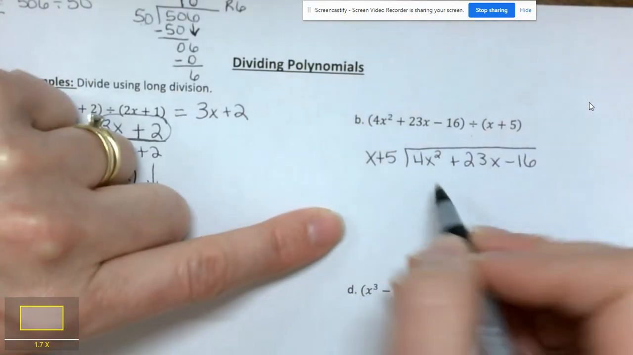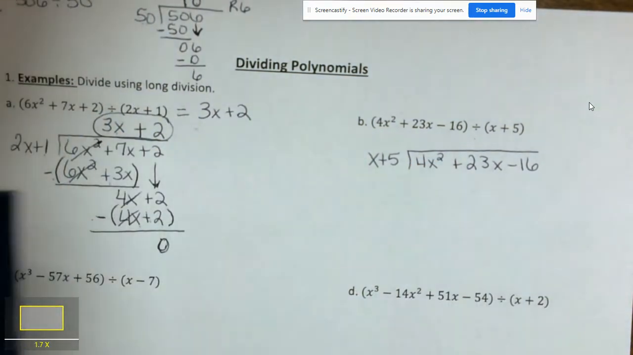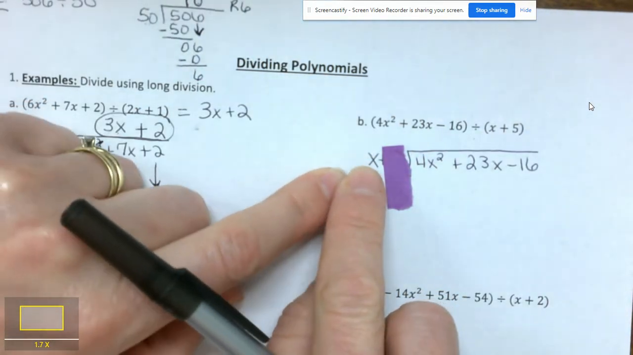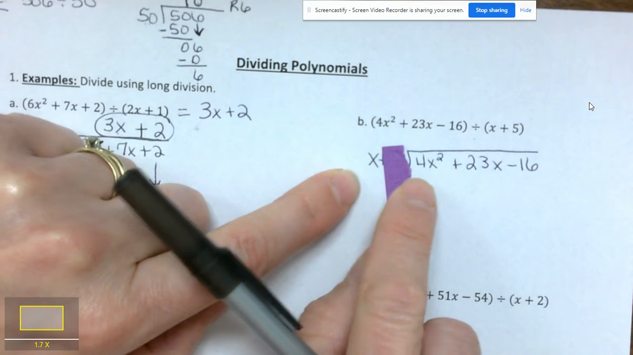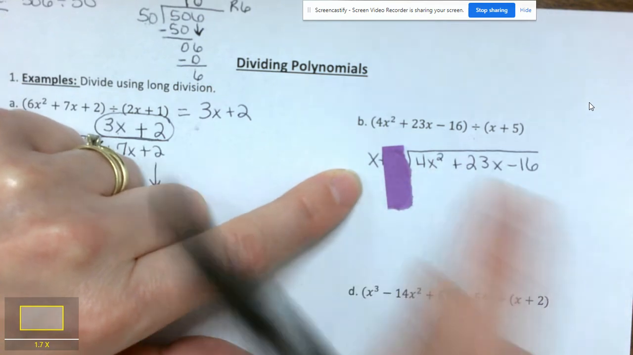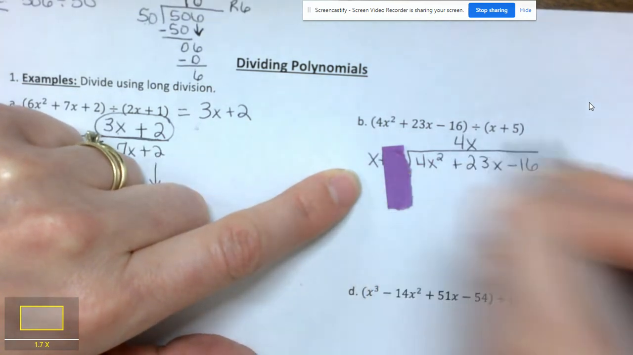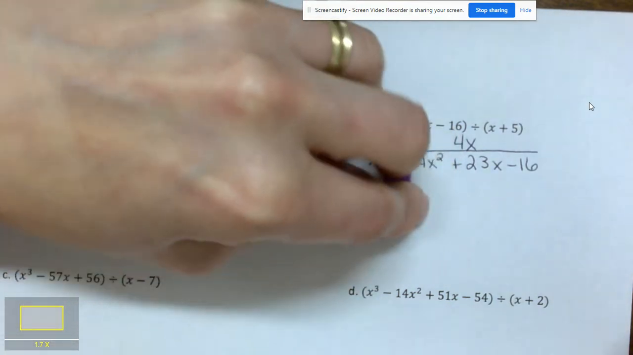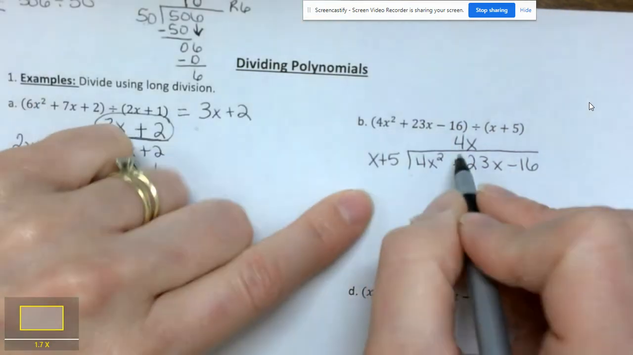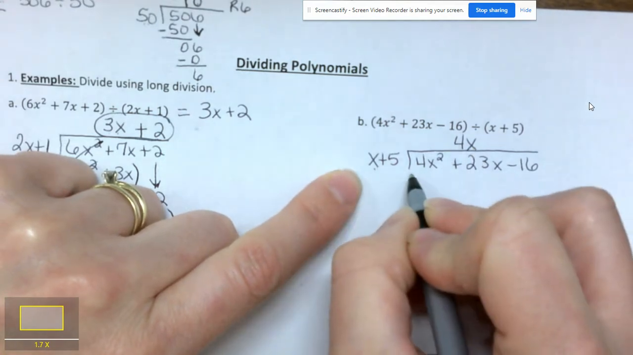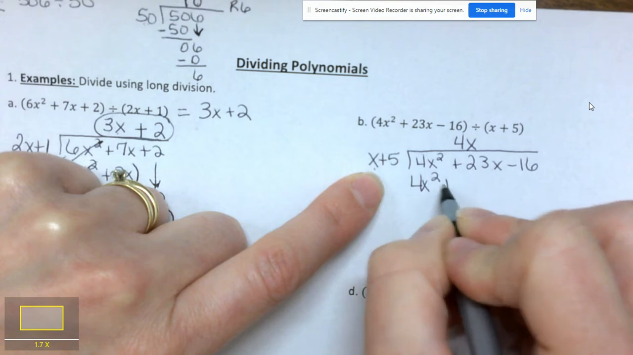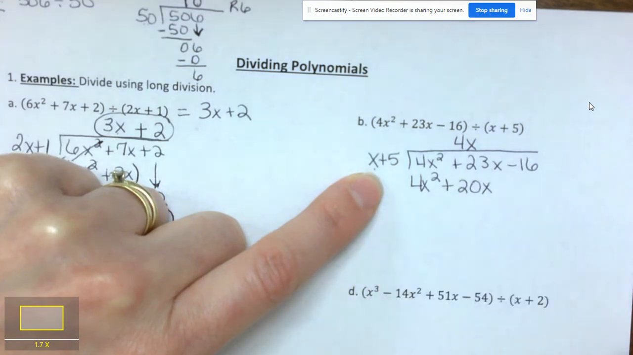So let's look and see. Again, I'm going to cover up that plus 5 and just consider my x here. So what do I multiply x by to get 4x squared? Well, that would be 4x. Okay, then I'm going to remove this because now I need to use it to multiply. 4x times x is 4x squared. 4x times 5 is a positive 20x.